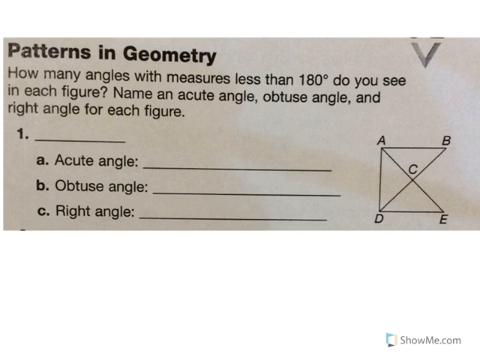Okay, we're going to put it all together. How many angles with measures less than 180 degrees do you see in each figure? So, we want you to name an acute angle, an obtuse angle, and a right angle.